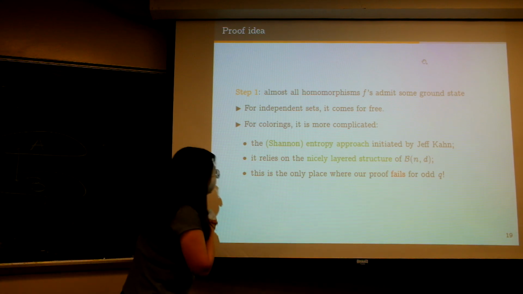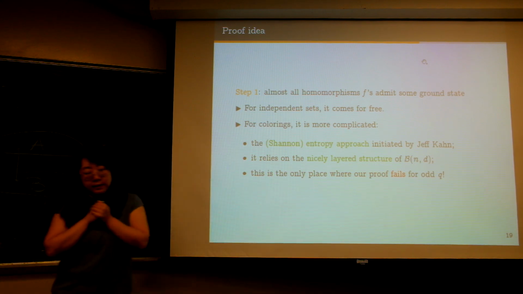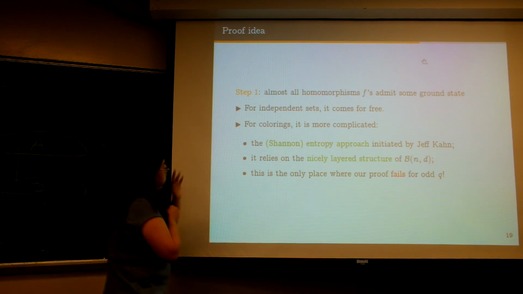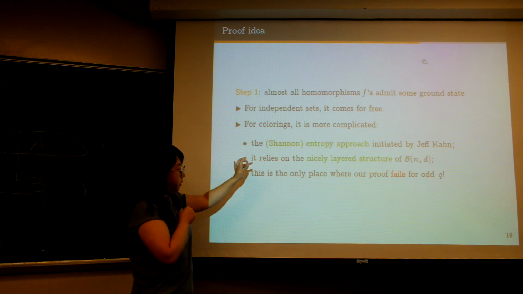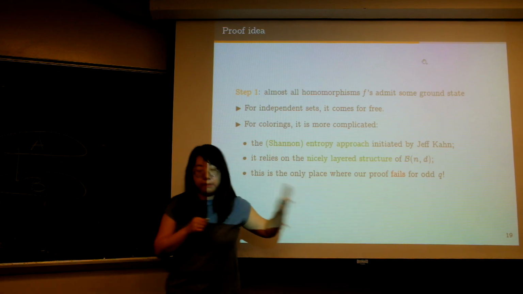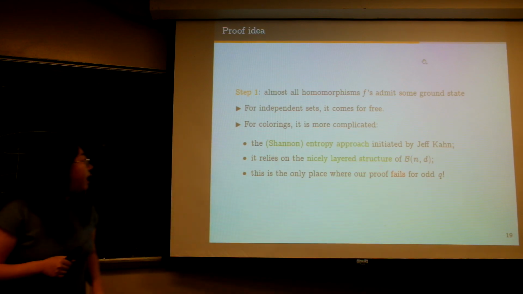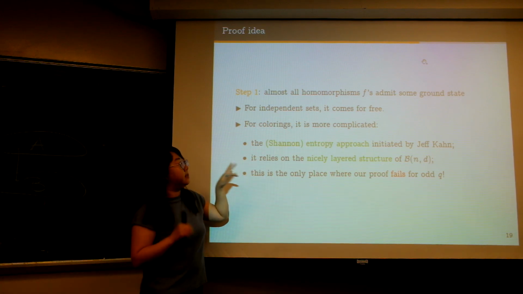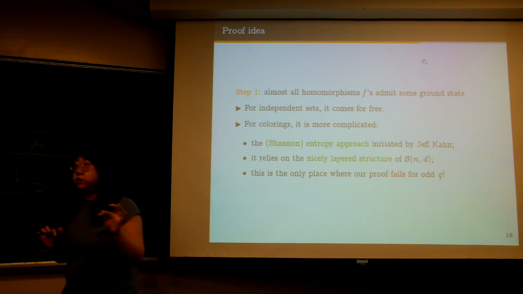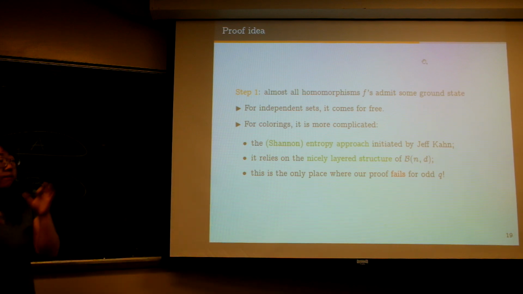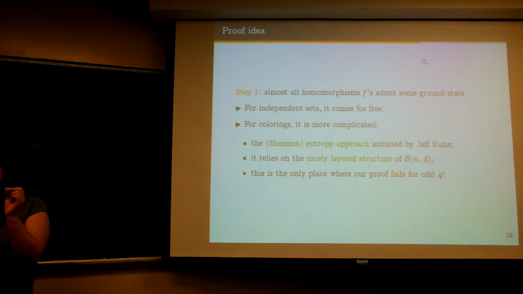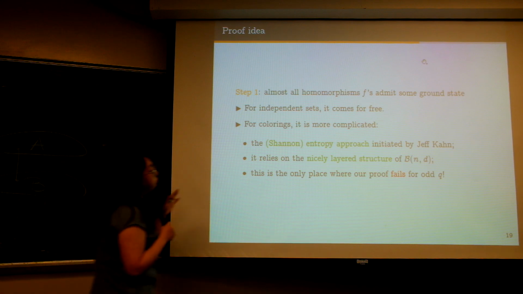And for colorings, to prove it is a little bit more complicated. Actually, here we're going to use the Shannon entropy approach, which was initiated by Jeff Kahn. And also, this step does rely on this nice layer structure of the middle two layers. They actually construct some complicated ordering on the layers of the middle two layers, and that is crucial in the proof.